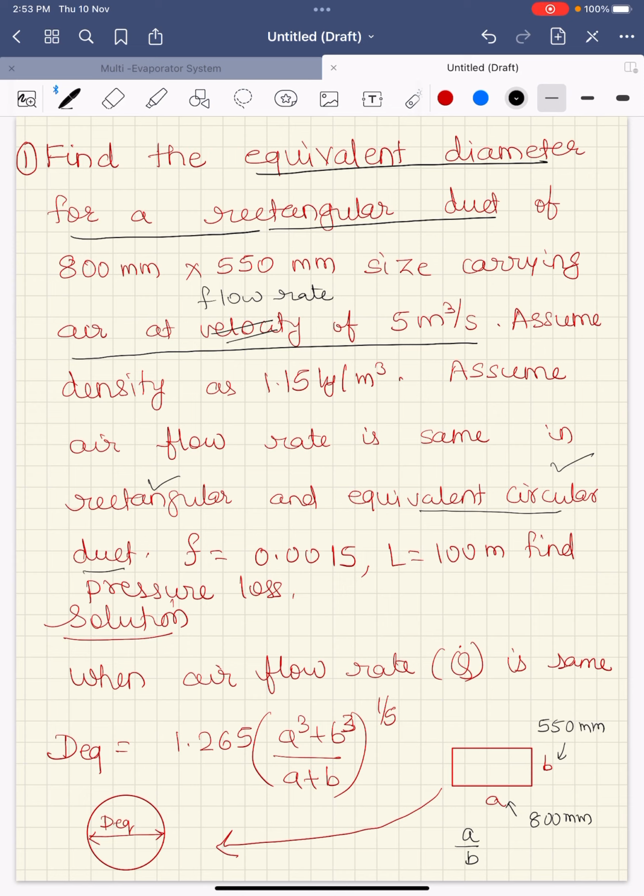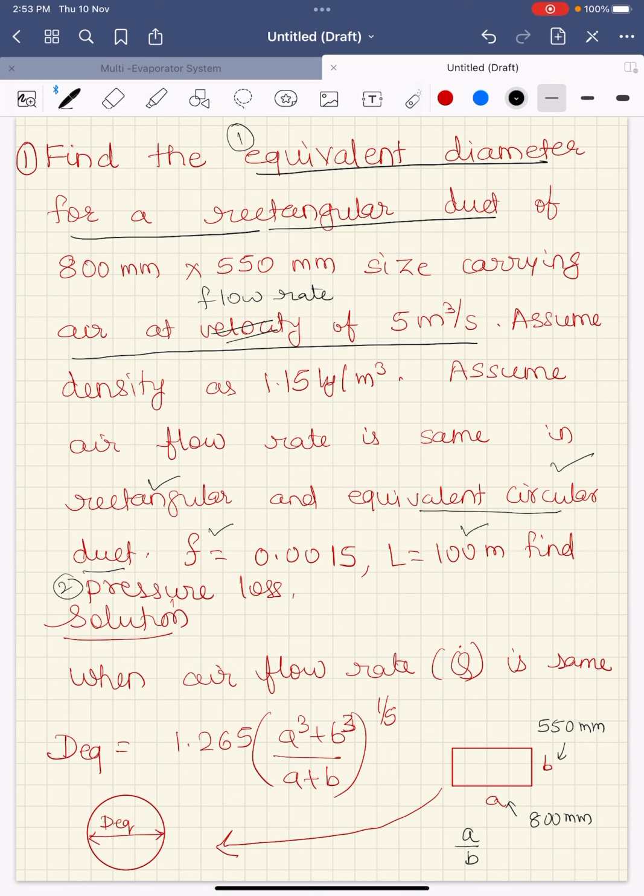Also, the friction factor is given as 0.0015, and we need to calculate the friction loss by assuming the length of the duct to be 100 meters. So there are two problems. One is to find the equivalent diameter and second is to find the friction loss. So how to go about it?